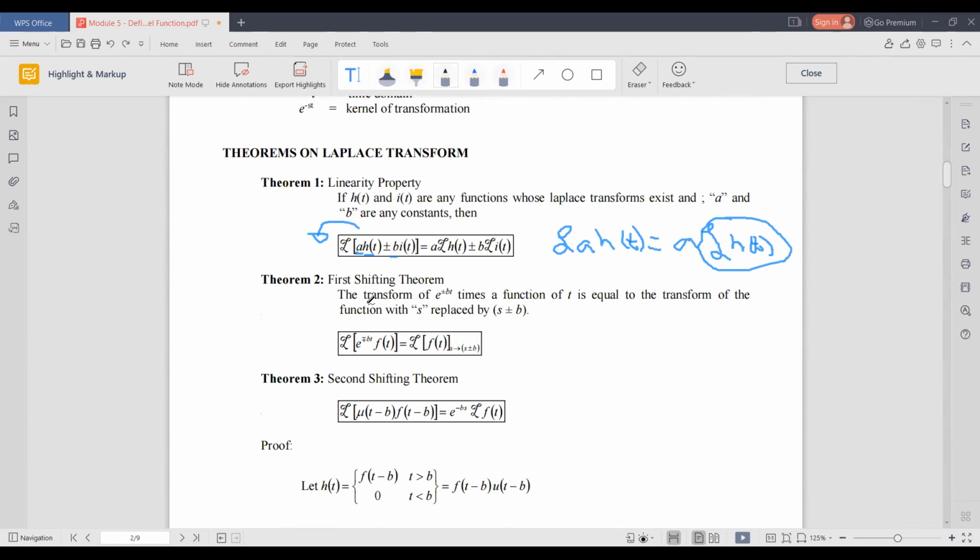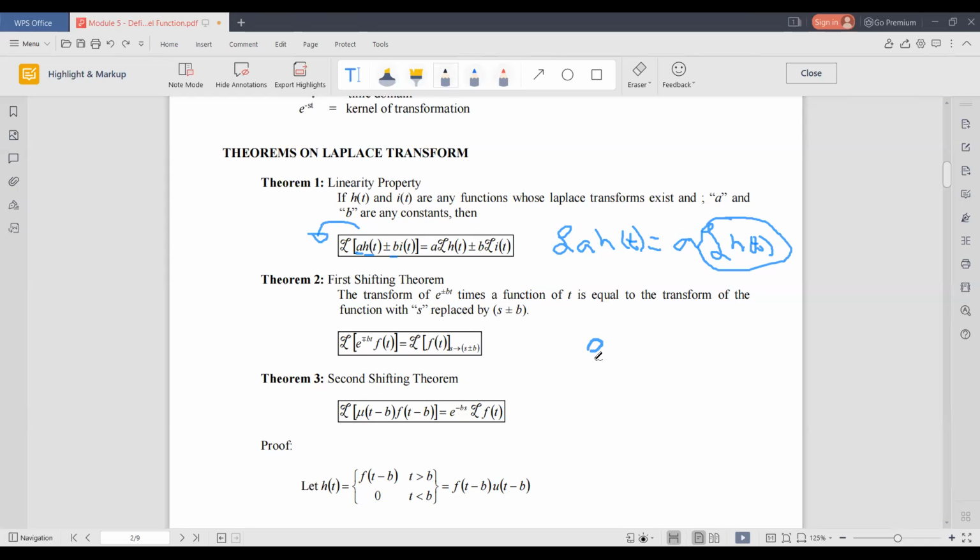Okay, balik tayo sa theorem number 2. Theorem number 2 is the first shifting theorem. So take note of the sign here: the transformation of e raised to positive or negative bt. If e raised to negative bt, then your Laplace transform should be as s approaches s plus b. So we replace the function by s plus b. I think mali ito, no? This should be negative. So edit na lang natin ito mamaya.